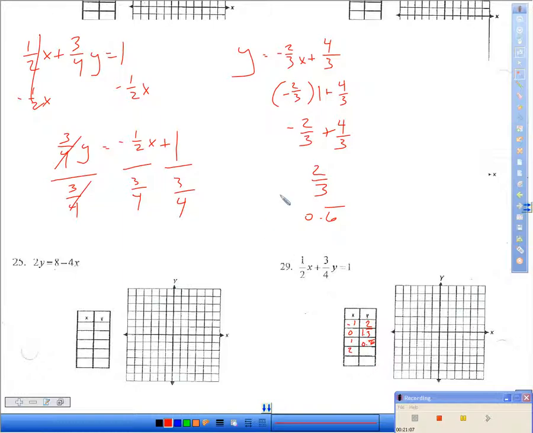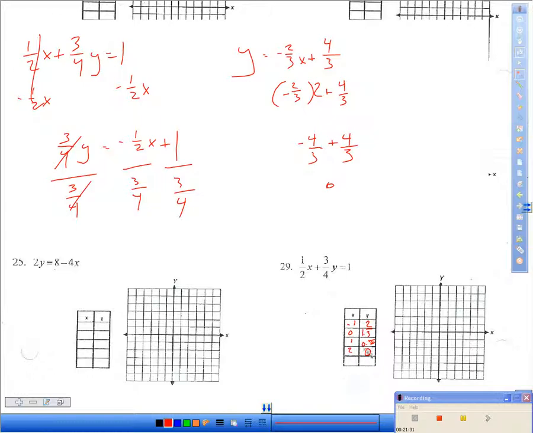And then finally, we need to substitute in our last x value, which is 2. So we're going to take out the 1 and make it negative 2/3 times 2. Negative 2/3 times 2 is going to give us negative 4/3. Negative 4/3 plus 4/3, when we add those, we get 0. So when x is 2, y is going to give us 0.